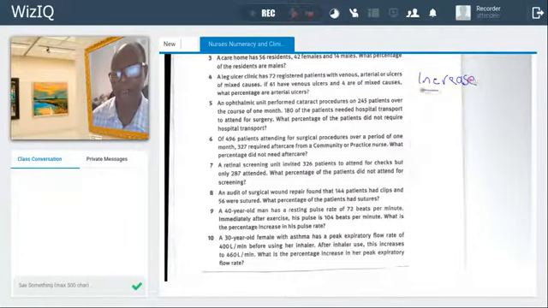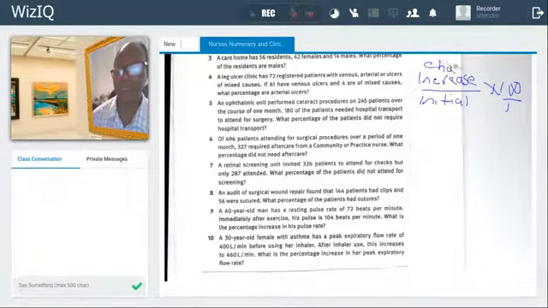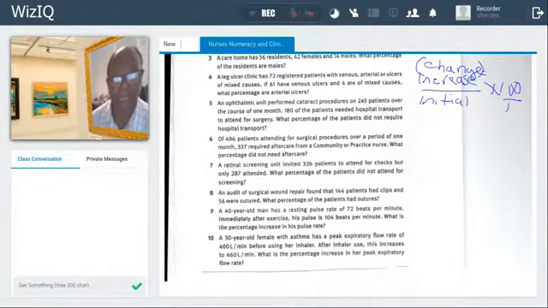Okay, increase over initial times 100 over 1. Another way is change. So change can be negative, can be positive. So you're going to put change divided by initial times 100. Very, very important to make sure. So you don't need both, you only need one of them. If it's easier for you to use the change, look at the change. So change is going to be where we are now minus where we started.